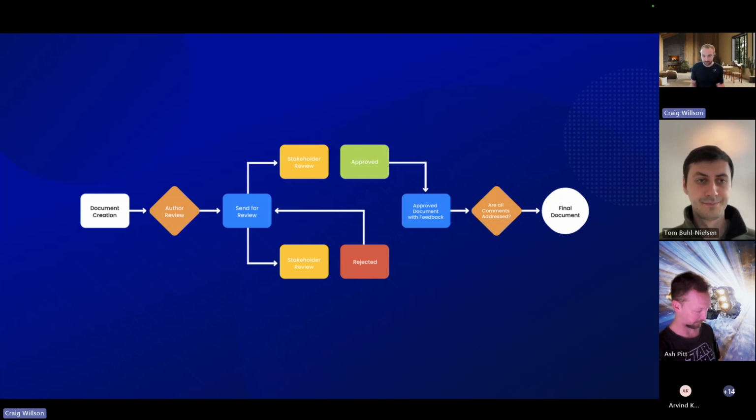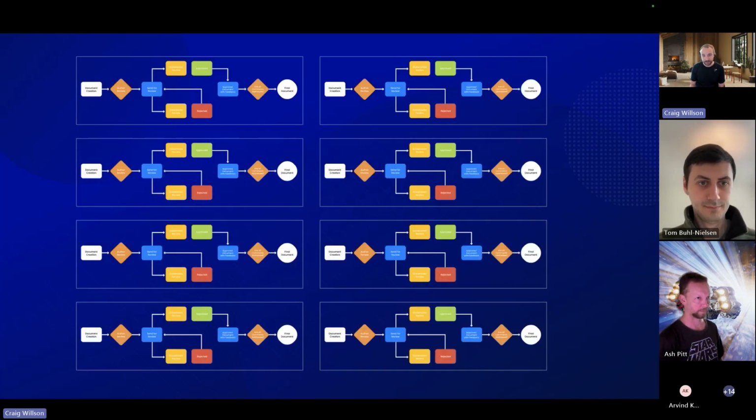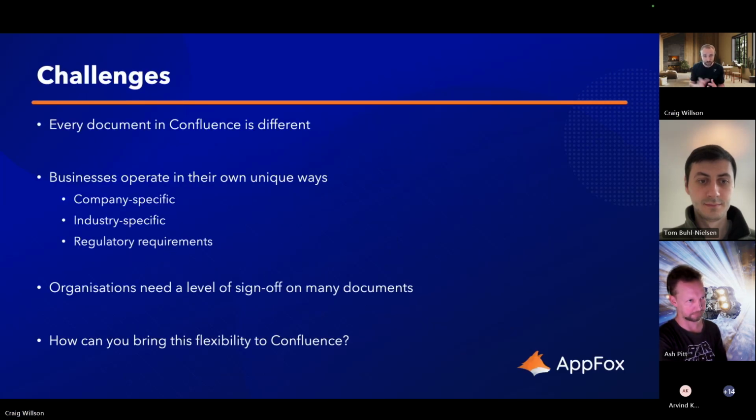So whilst you might have one kind of diagram like this for one specific document, you'll likely have other ones for other documents. Now, I appreciate I've kind of copied and pasted the same one multiple times, but the premise behind this is that you'll have different processes for different documents. And that's what this product is aiming to help you solve, or at least help address, specifically when it comes to Confluence.